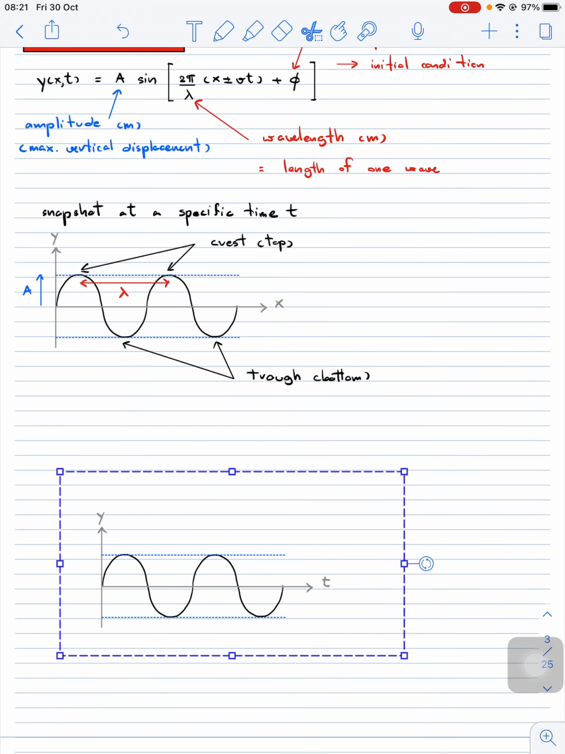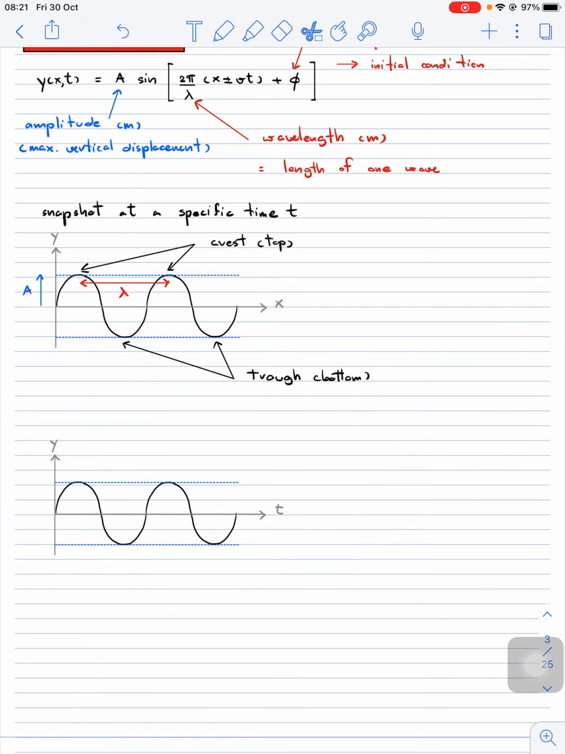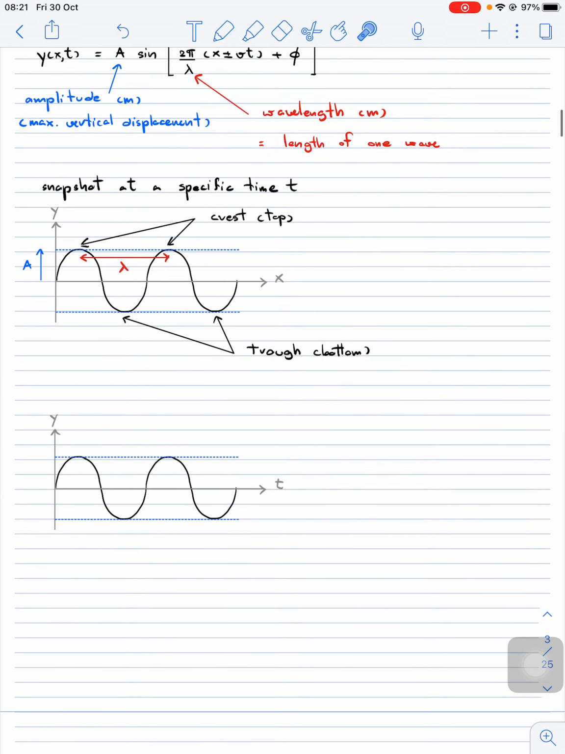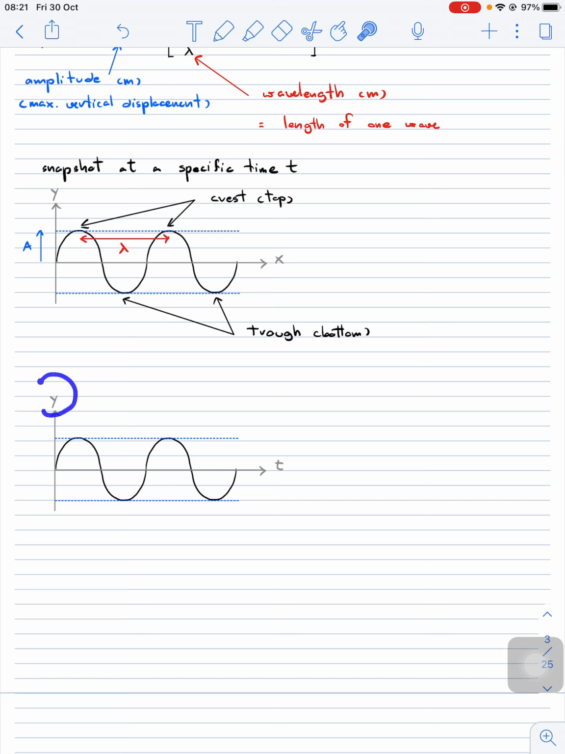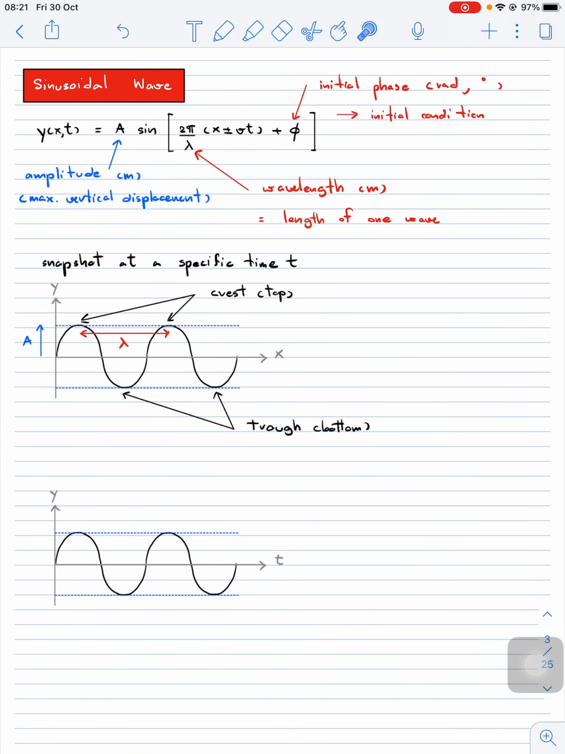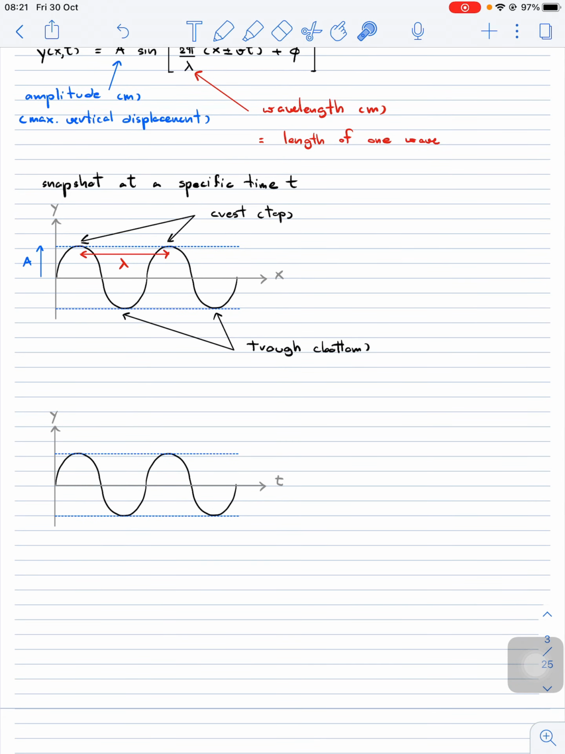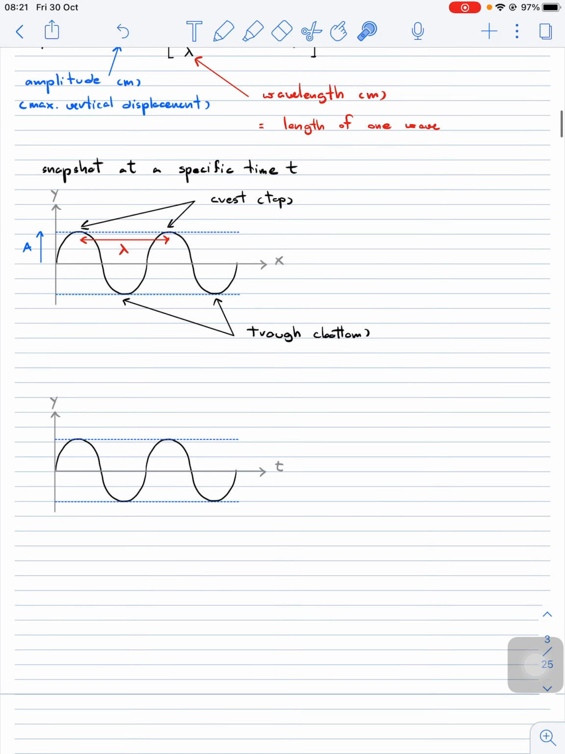Also, now let's look at another type of graph. We have the y-axis, the same as the previous one, but now the horizontal axis is the time t. In this case, it means that we follow an oscillation of a particle on the wave.